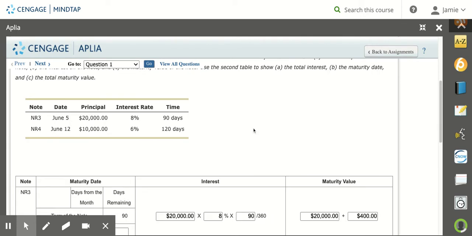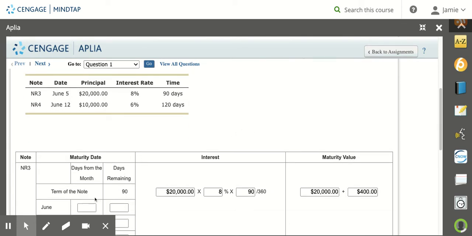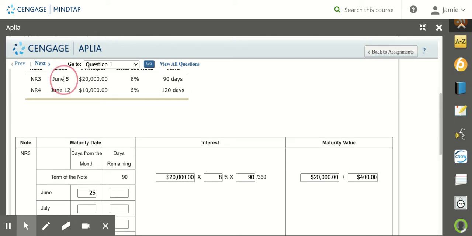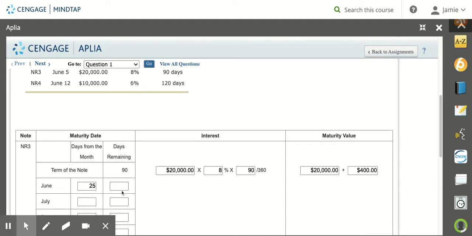Now we need to calculate our maturity date. So for June, we started on June 5th. So we're only going to have 25 days in the month of June. So June 5th, there's 30 days in June. 30 minus 5 gives us 25, leaving us with 65 days in the month.